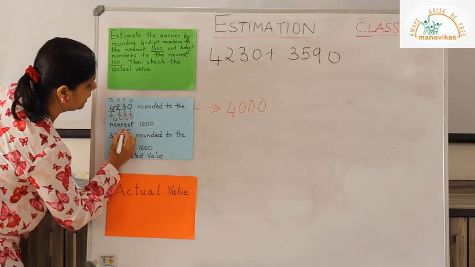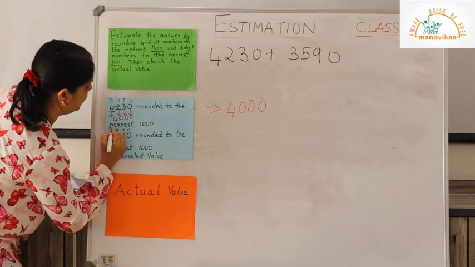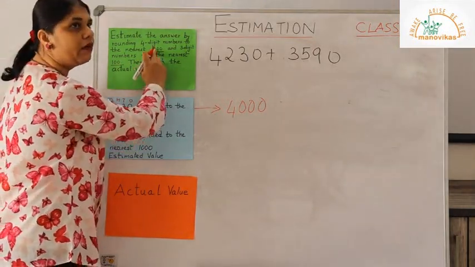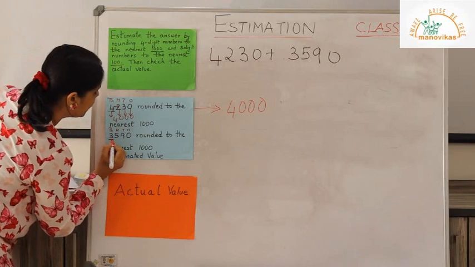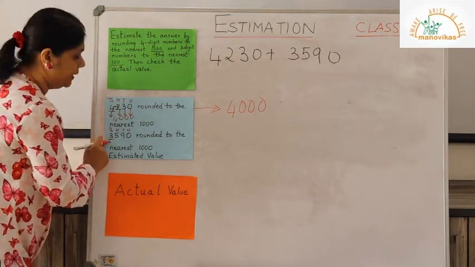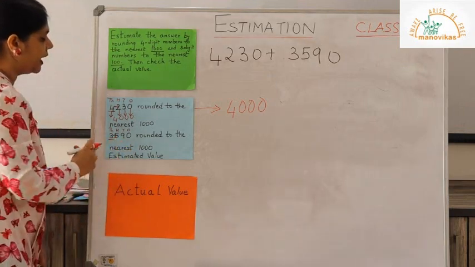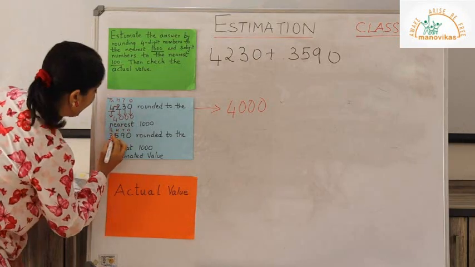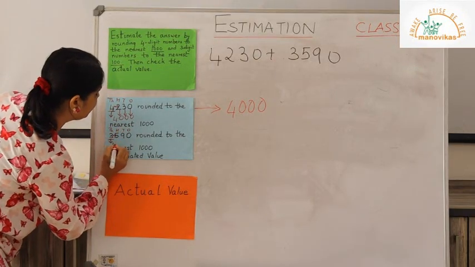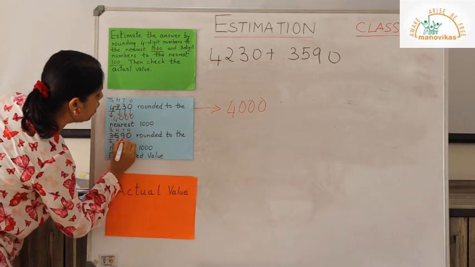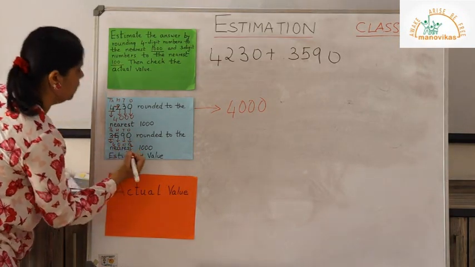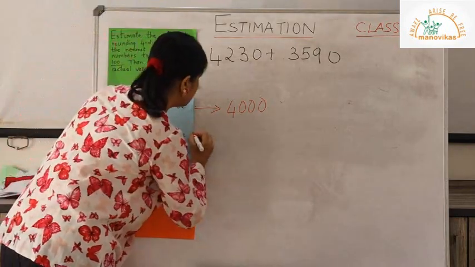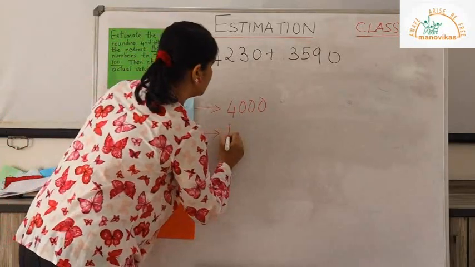3590. Again, it is a 4-digit number, so we need to round it to the nearest 1000, right? So look at the thousands place. The digit is 3. The next digit is 5. So if the digit is 5 or more than 5, what do we do? We add 1 to this digit, that is, it becomes 4. This will remain 0, 0, 0. So 3590 rounded to the nearest 1000 is how much? 4000 again.